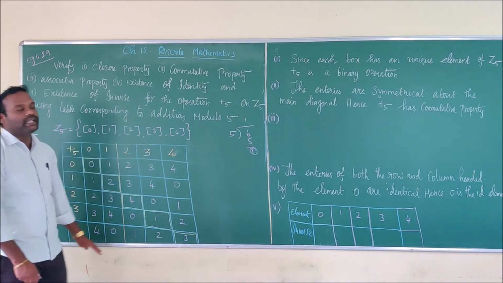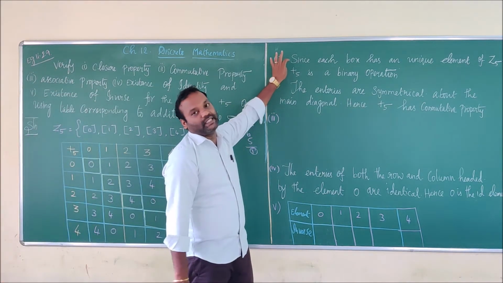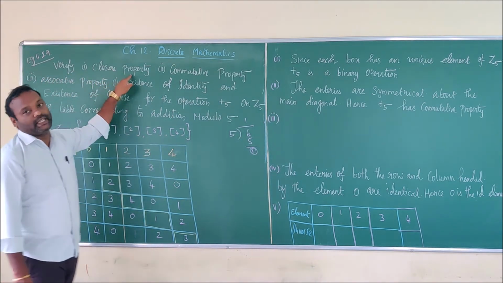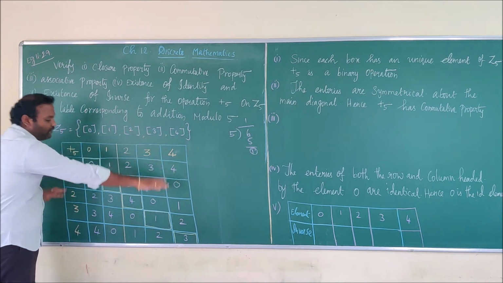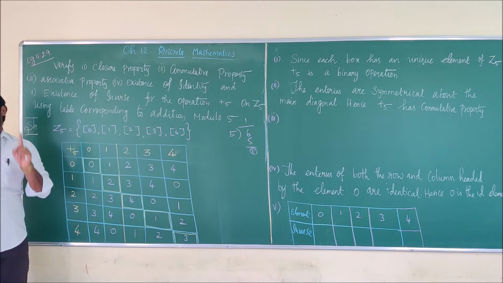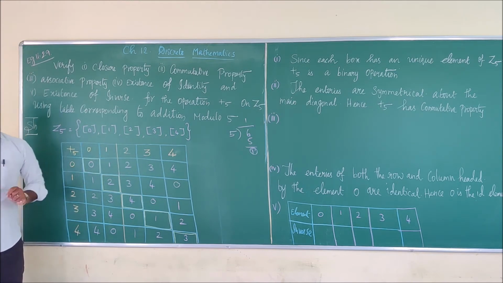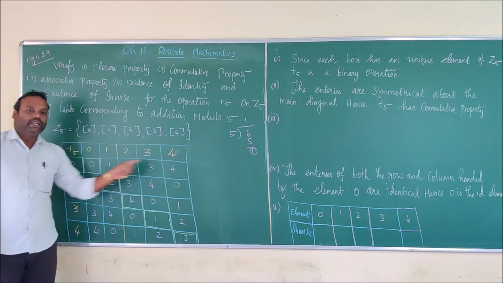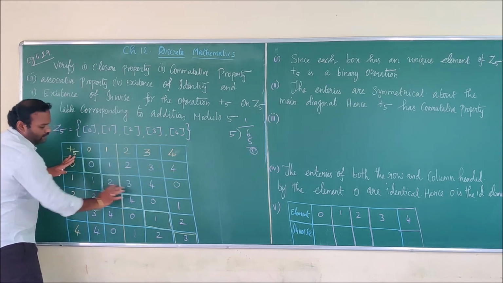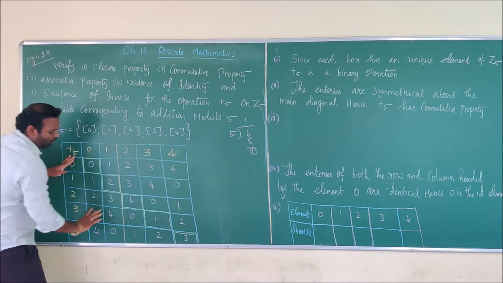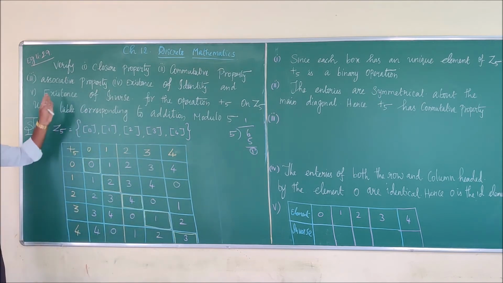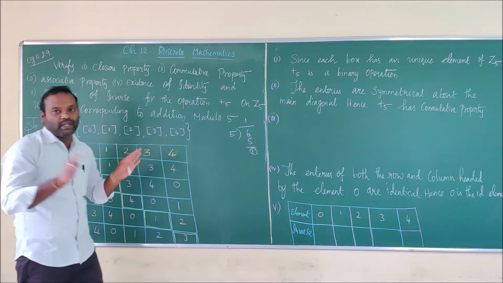After filling the table, you have to go back and write each and every axiom. First axiom, closure property. Closure property means when you observe the entire table, in every row or column, each element is present only one time. If you consider the row, there is no repetition of numbers. If you consider this row, no repetition. Second row also no repeat of numbers. Third row also no repeat of numbers. Fourth row also no repetition of numbers. Fifth row also no repetition. So in column and row there is no repetition of numbers.